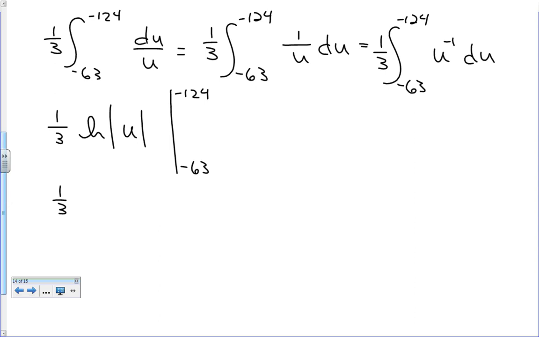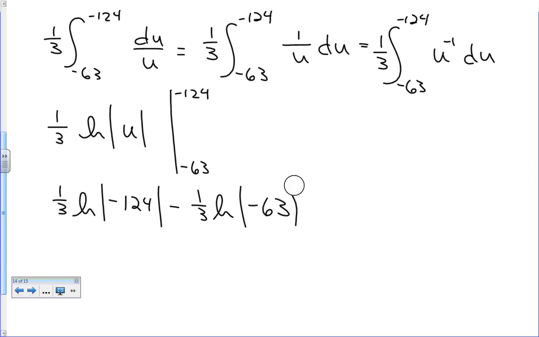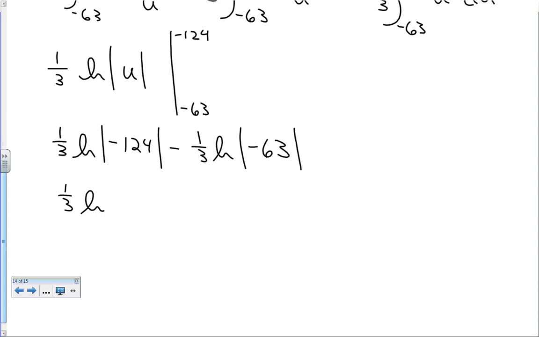I just plug in my new u values for the endpoints. So it's 1/3 the ln of the absolute value of my upper bound, -124, and then minus 1/3 the ln of the absolute value of -63, my lower bound. Oops, that's an absolute value sign. And we can simplify that because I know the absolute value of -124 is a positive 124, so we can get rid of the absolute value. Minus 1/3 the ln of, I can drop the absolute value here again, of course, just 63.